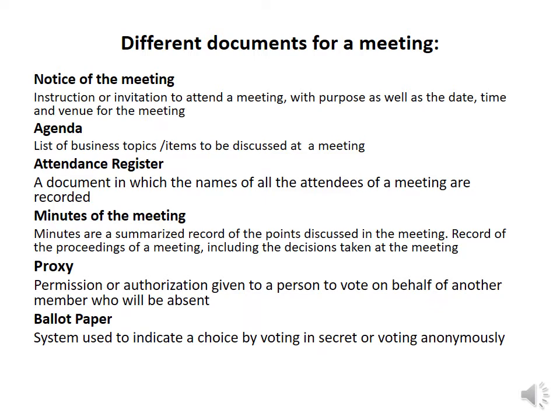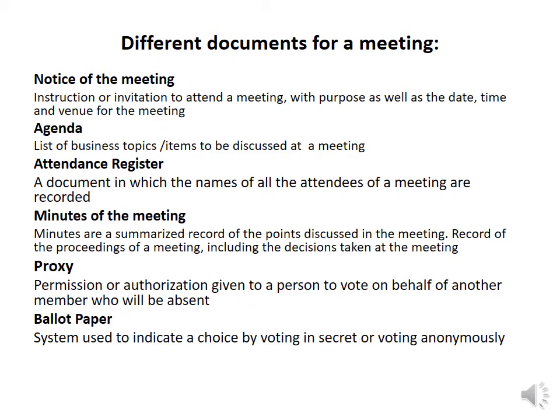The secretary is the one that is responsible for taking the minutes of the meeting, typing them, and filing them for future use. A proxy is a permission or authorization given to a person to vote on behalf of another person who will be absent during the meeting. A proxy can be given to the chairperson or one of the members of the meeting. A proxy must be a written document.